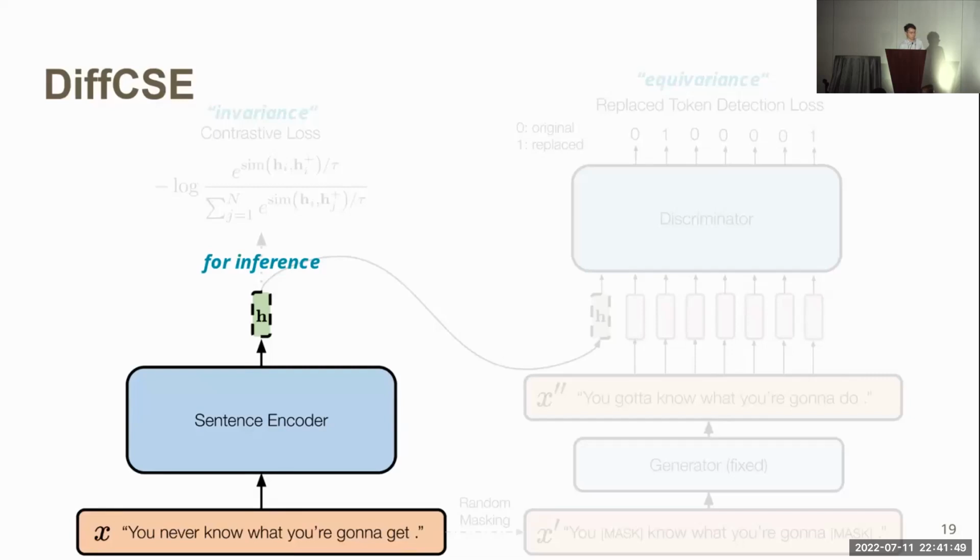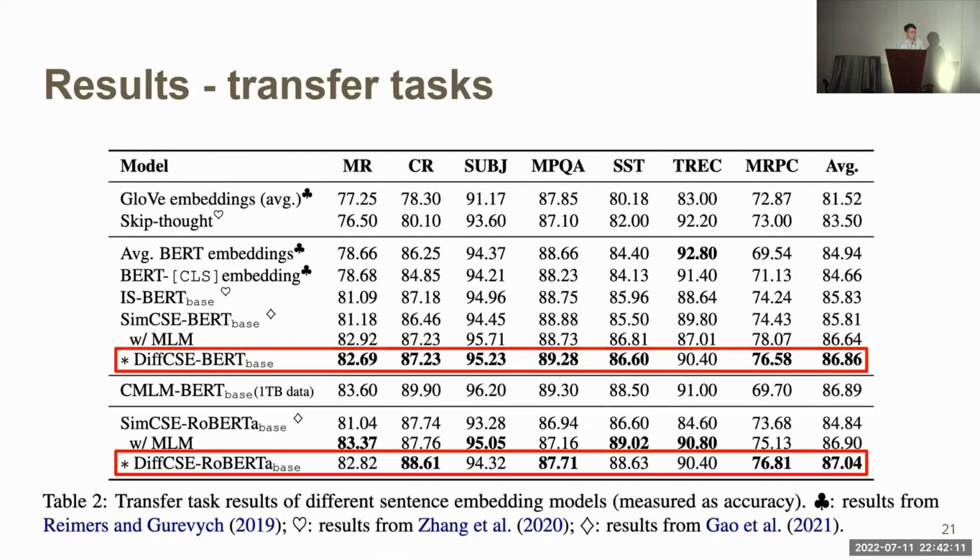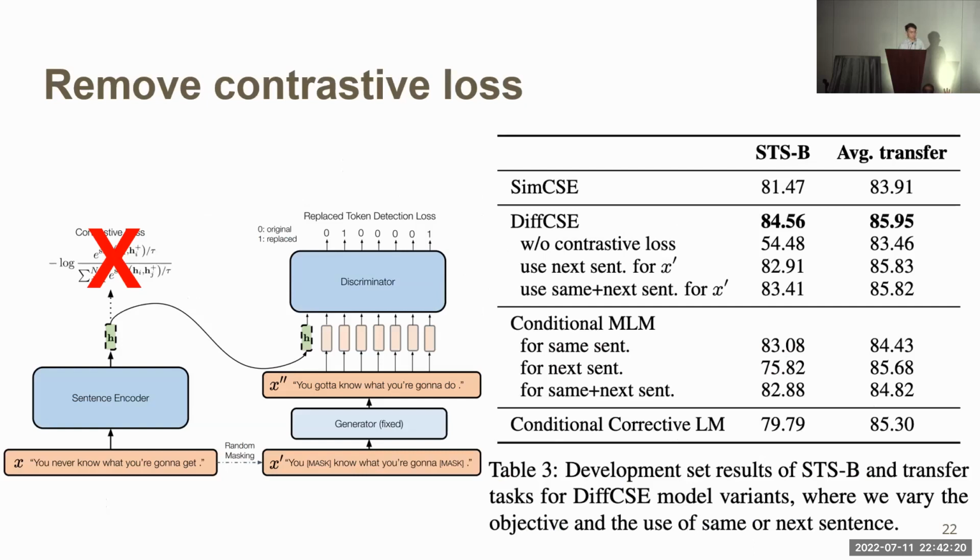embeddings for inference. In our experiment, we use the semantic textual similarity datasets to evaluate the performance of our sentence encoders. And we can see DiffCSE can outperform SimCSE by 2 absolute points on the STS datasets. And it can also improve the performance on the downstream transfer task. Here we show a set of ablation studies to prove that our model is the best design among different modeling choices.